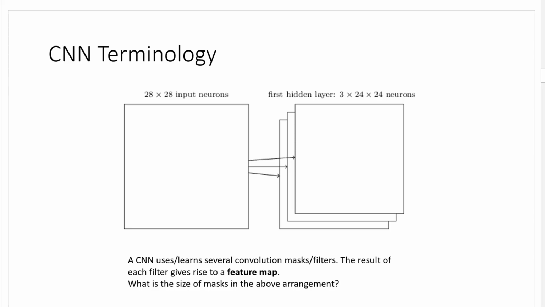And shaving off 2 pixels means that our mask size is actually 2 plus 2 plus 1, where 1 is for the center of the mask. So the mask size is 5 by 5. By simply looking at this picture, we can say that this network is using 3 kernel masks or 3 filters. Each filter is of size 5 by 5 to produce the output for the first hidden layer, which consists of 3 planes of 24 by 24 neurons, or 3 feature maps of size 24 by 24.